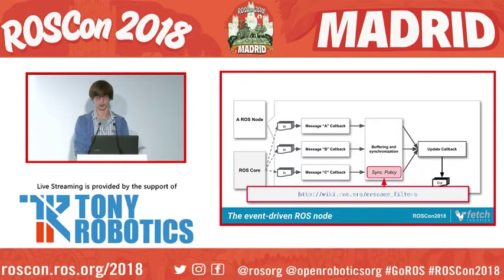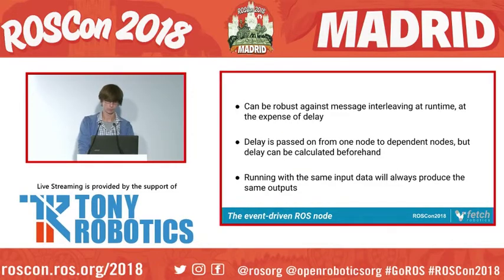At Fetch we've implemented our own system, which I'm going to go into a little bit later, mostly to extend the specificity of the types of synchronization policies and get some multi-message capture. What's good about having an event-driven node is that we can be robust to timing variations and some message interleaving at the expense of some delay, so we can wait for some messages to come in and then process them if our system is tolerant of that. The downside being that we incur a delay at every node that's going to be passed on to every downstream node.